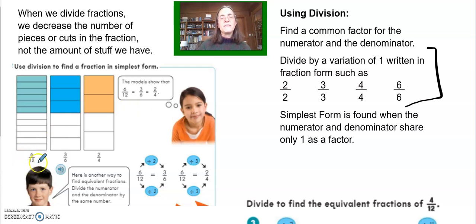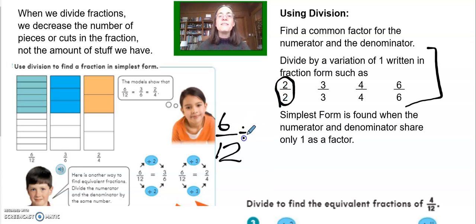Well, over here they have 6/12. I'm going to write it here just a little bit bigger because it's going to make me happy. What is a common factor between 6 and 12? Well, they're both even, so I know that they have a common factor of 2. I'm going to divide them by 1, written again as 2/2. And 6 divided by 2 in the numerator is 3. And 12 divided by 2 is 6. And they've shown that to you over here.